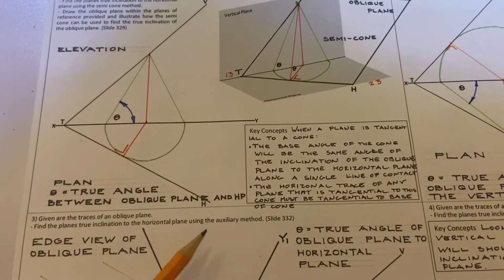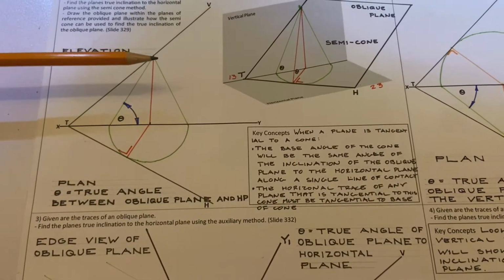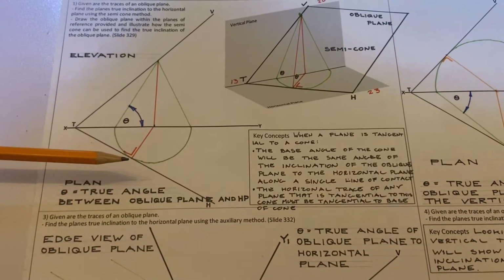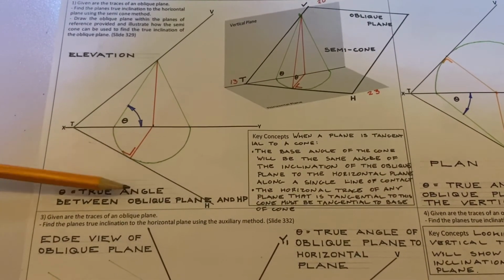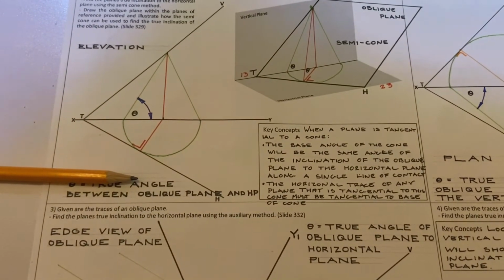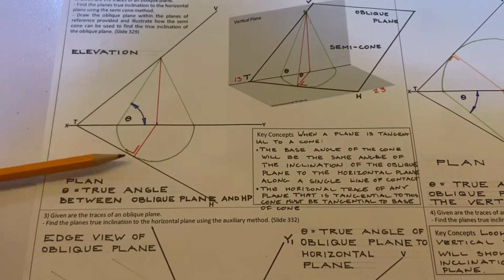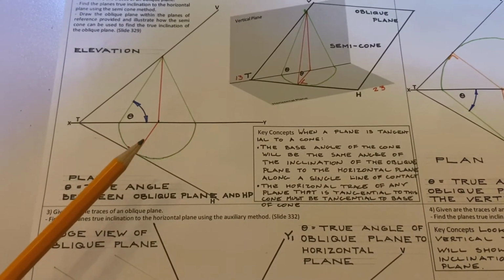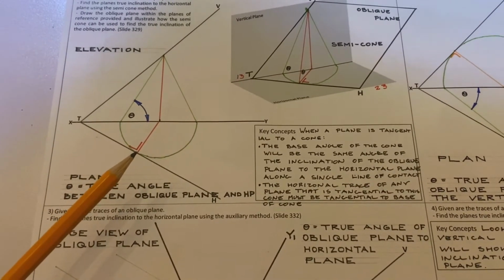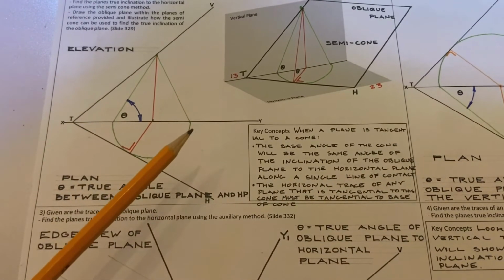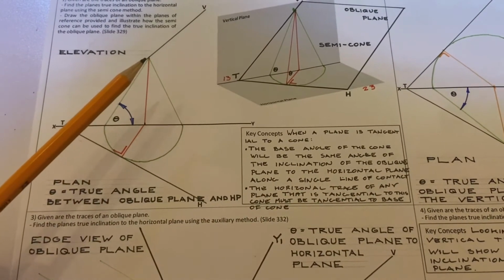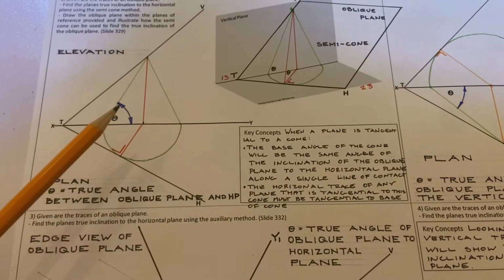So I'll say that again: drop down your height, bring a line onto the horizontal trace at an angle of 90 degrees. That gives you the radius. Point of the compass there, open it out to that, draw a semicircle. Where the semicircle intersects the XY line, join that up to the apex of the cone, and this gives you the base angle here.